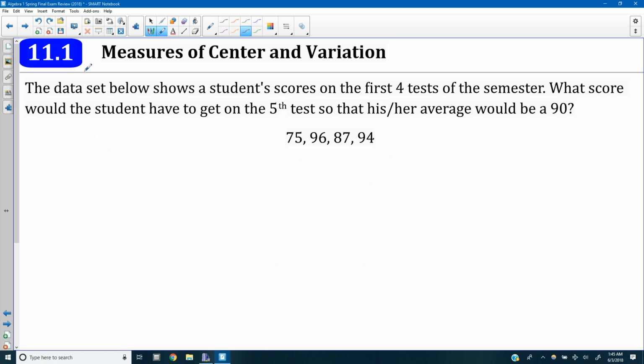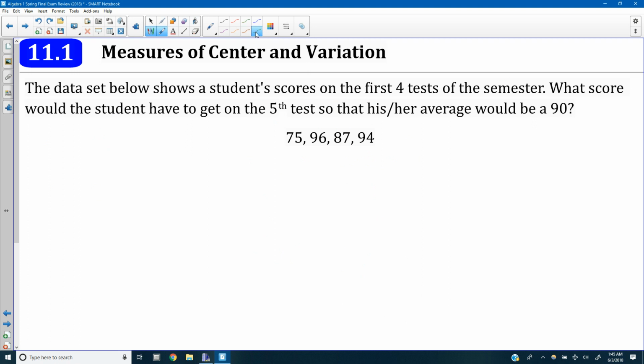All right, the data set below shows the student scores on the first 4 tests of the semester. What score would the student have to get on the 5th test so that his or her average would be a 90? So they scored a C, an A+, a B+, and an A. 2 A's, a B, and a C.